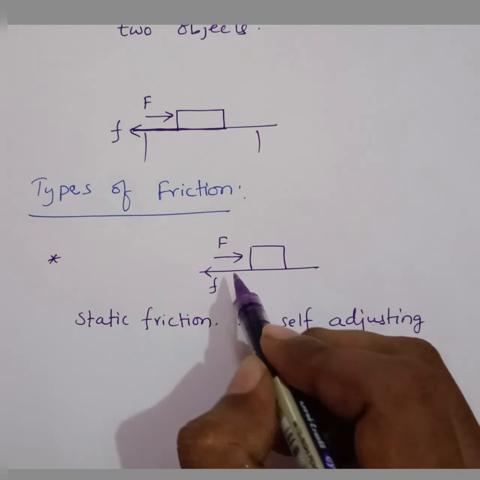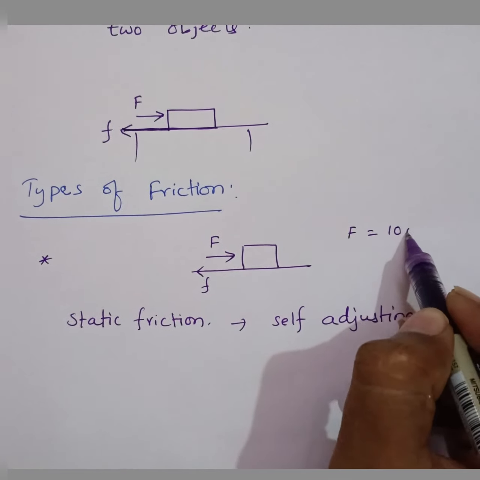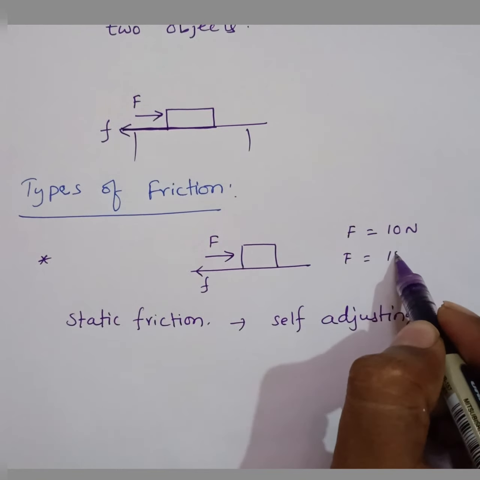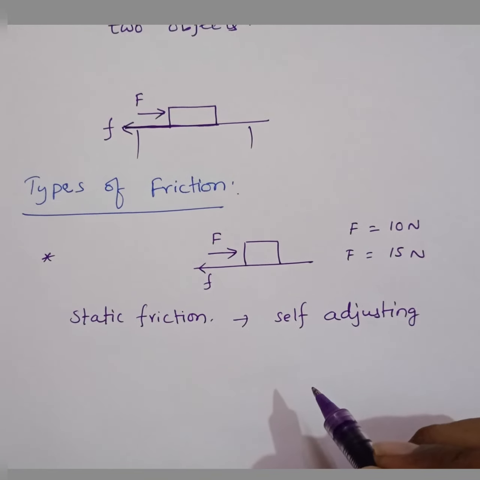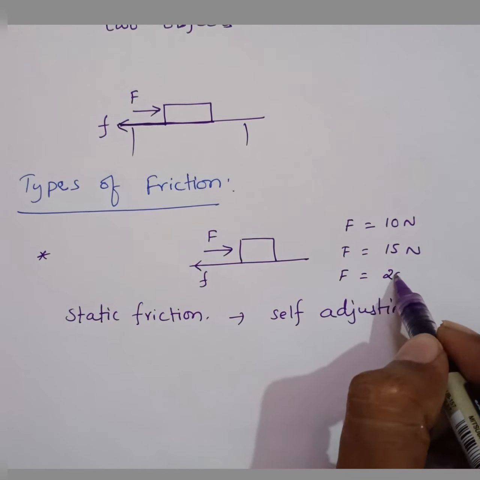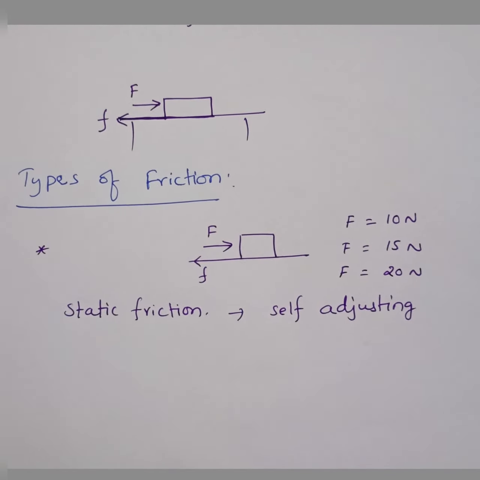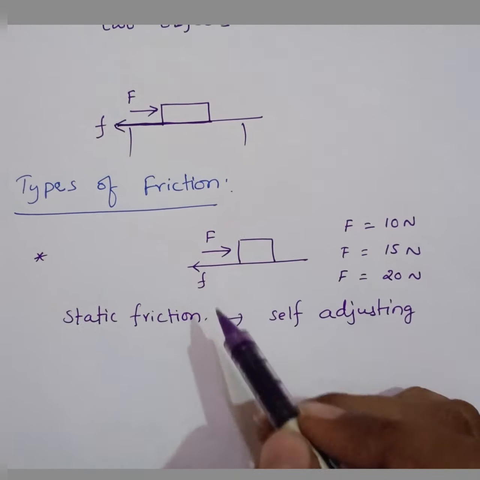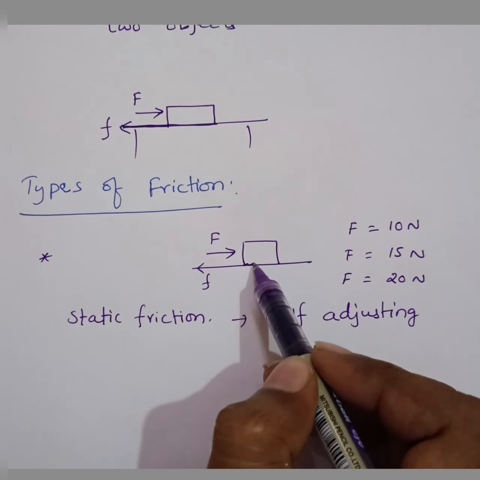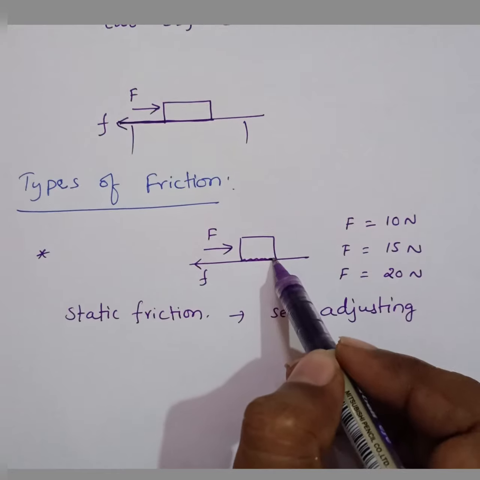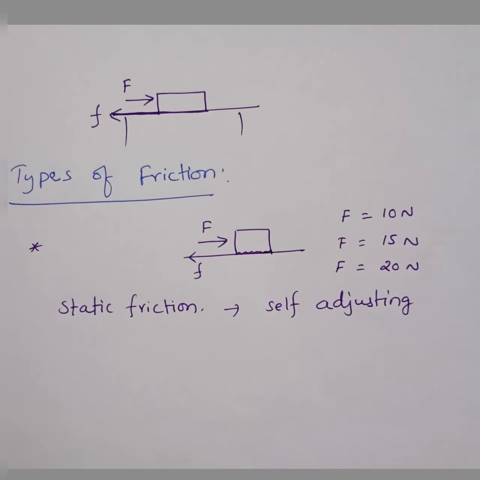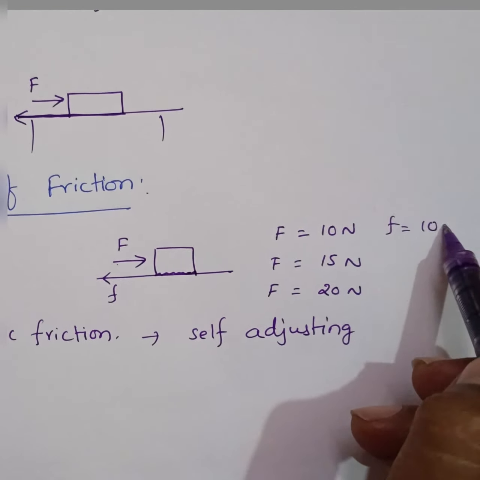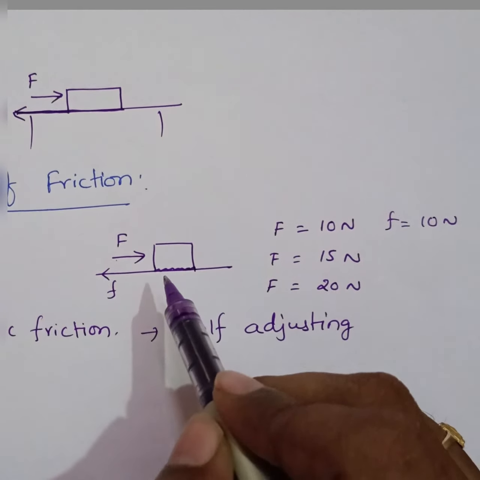See here, initially I applied 10 Newton force, the body is not moving. Next I apply 15 Newton force, the body is not moving. Next I apply 20 Newton force, also not moving. This means in these three cases the body is opposing my force. One force between these two contact surfaces is opposing my force. So when I apply 10 Newton force, there is 10 Newton frictional force opposing it.